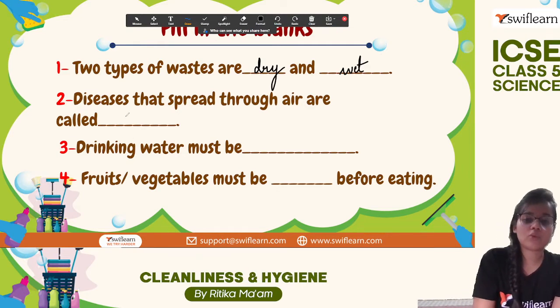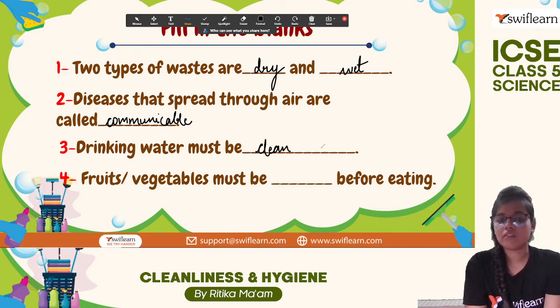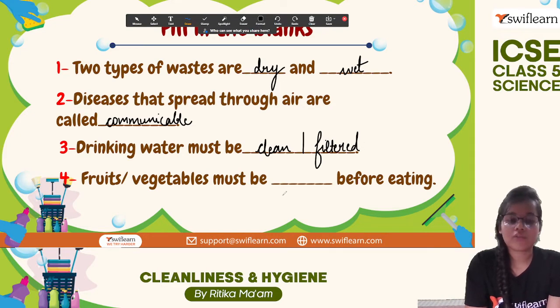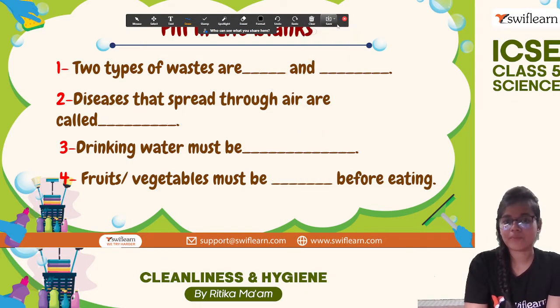Diseases that spread through air are known as communicable, just like COVID-19 we had. Drinking water must be clean or filtered. Fruits and vegetables must be cleaned or washed thoroughly before eating.